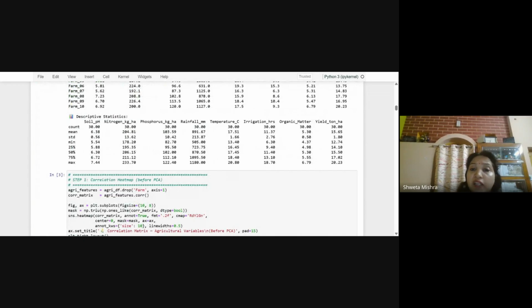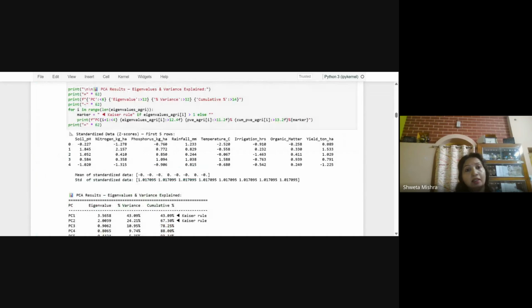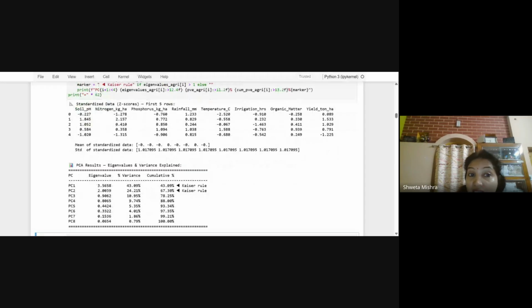Now, when we did this standardization, here you can see the standardized data, the first 5 rows. Here we are getting only the first 5 rows, so it starts from 0, 1, 2, 4. Now, you can see the mean of the standardized data is 0 for all 5 rows that we have considered.